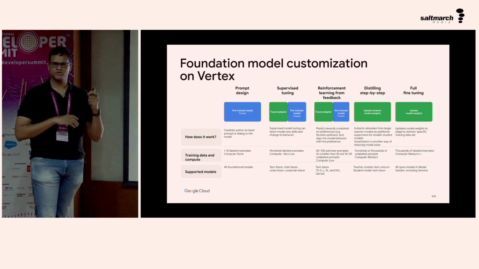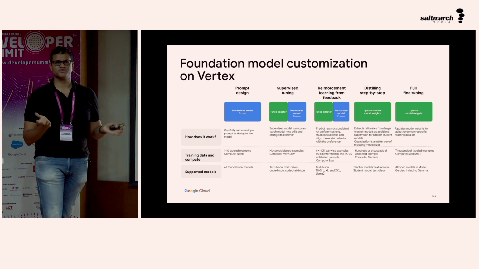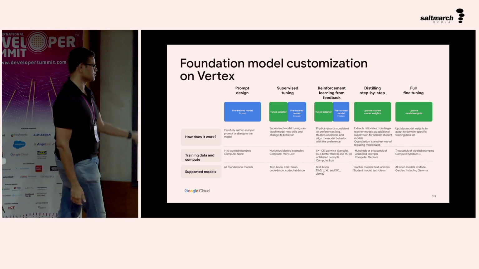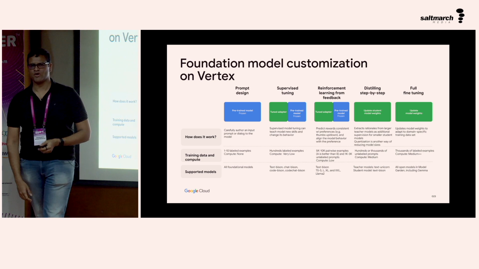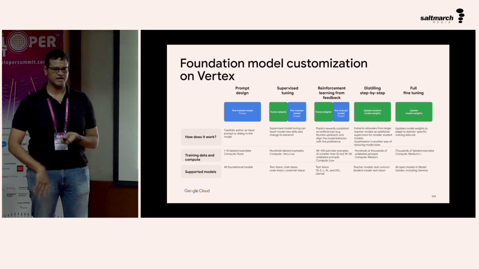Finally, if none of this works, you build your own models. The last option, you might as well just do your own training, right? So you need hundreds of GPUs, you need extensive data sets, and then you can go build your models. But if you want to do that, Vertex AI can help you with that as well.